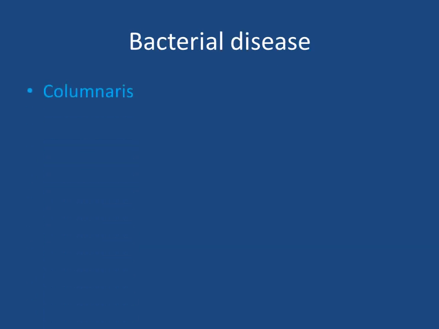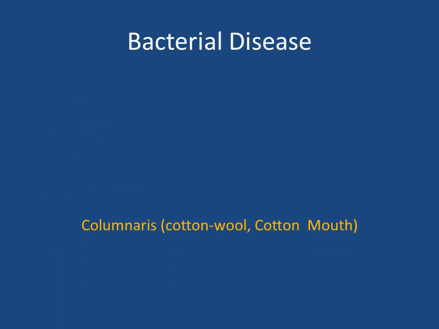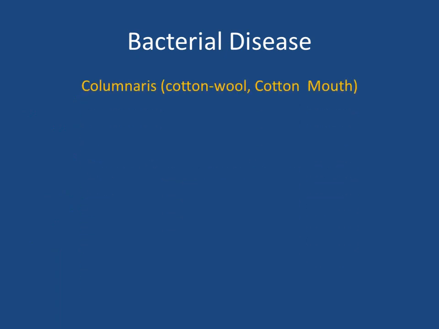parasite, bacterial disease, viral disease, protozoal disease, fungal disease, and disease can also be caused by deficiency. So today we are just going to see bacterial disease, and the first one is columnaris, next red pest, dropsy, scale protrusion, and tail and fin rot. So columnaris is also called cotton wool or cotton mouth.